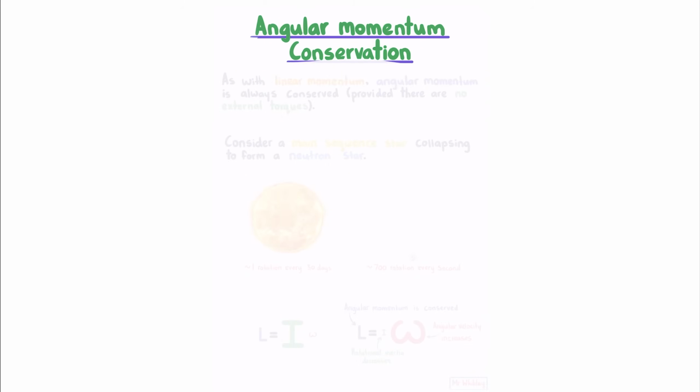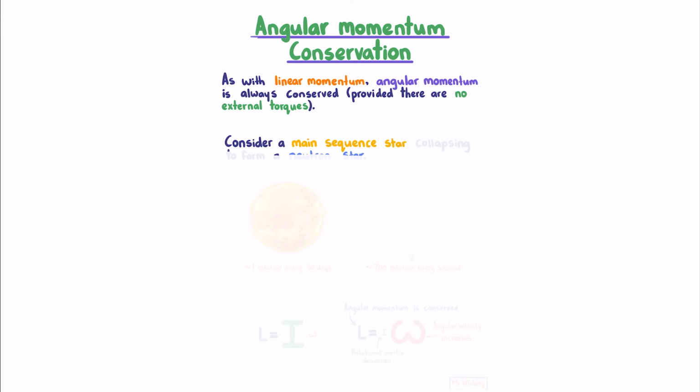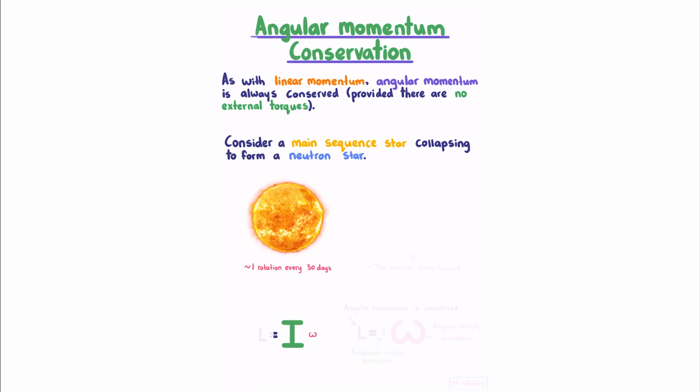Angular momentum conservation. As with linear momentum, angular momentum is always conserved, provided there are no external torques. Consider a main sequence star collapsing to form a neutron star. Our main sequence star could have a typical rotation of once every 30 days. Because our star has a large radius, it has a large rotational inertia, and currently a small angular velocity.